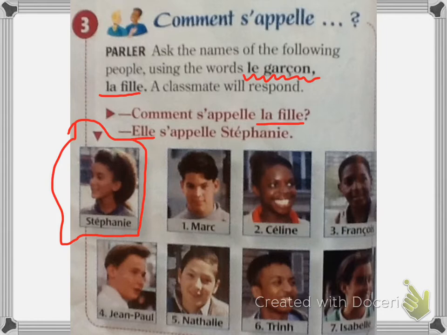Numéro 6, Trine. Comment s'appelle le garçon? Il s'appelle Trine. Et numéro 7, Isabelle. Comment s'appelle la fille? Elle s'appelle Isabelle.